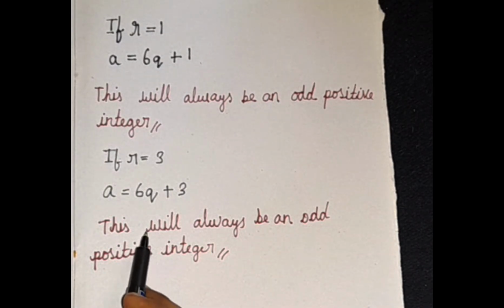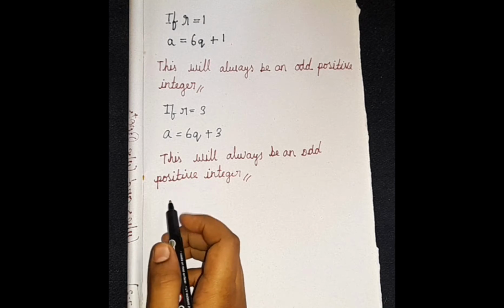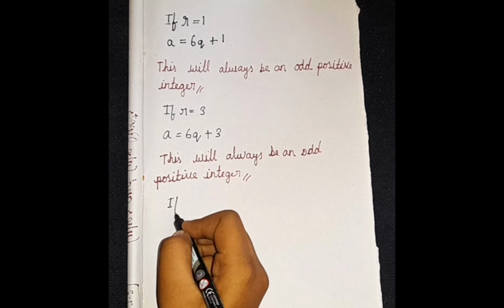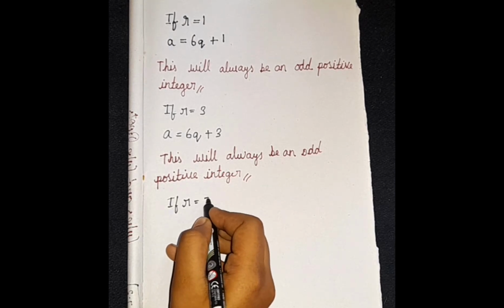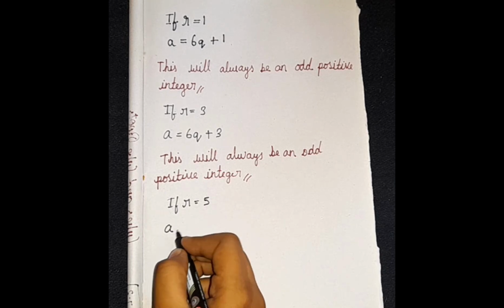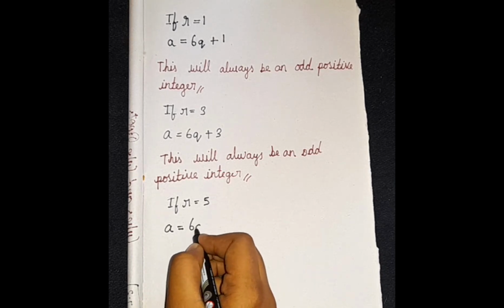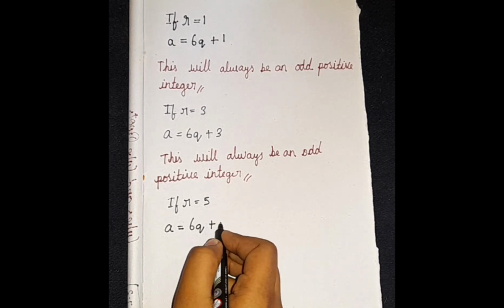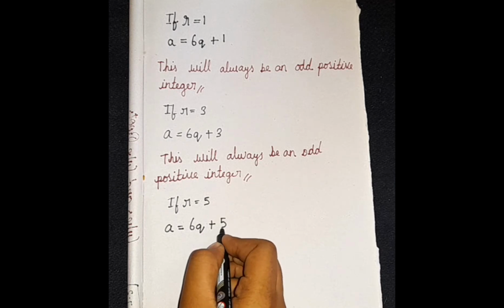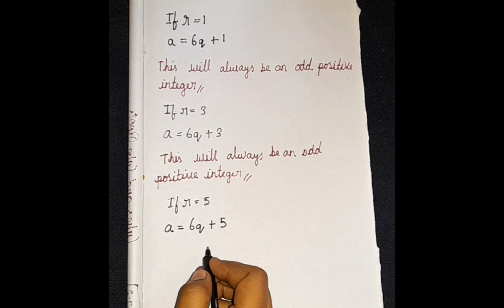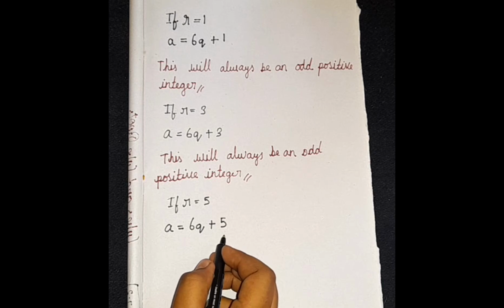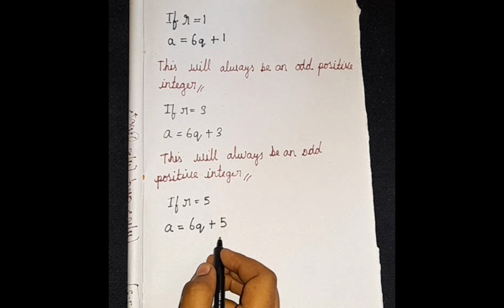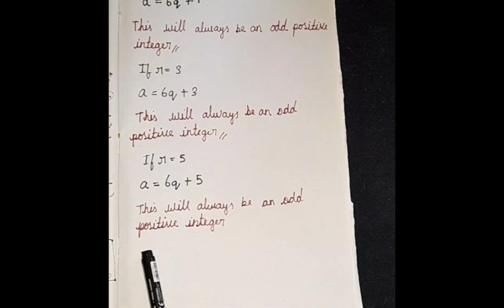So we just took r is equal to 3. The next odd number we have is 5. So now let us take r is equal to 5. If r is equal to 5, then a is equal to 6 into q plus, instead of r we are supposed to write 5. So this is also an odd positive integer, right? Because 5 is an odd number. So now we wrote, this will always be an odd positive integer.